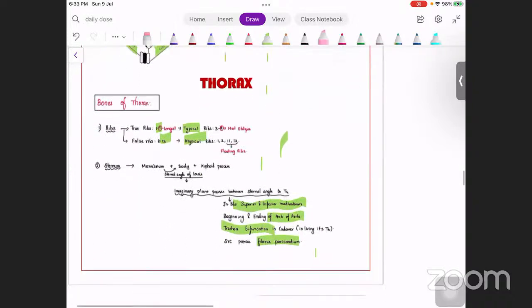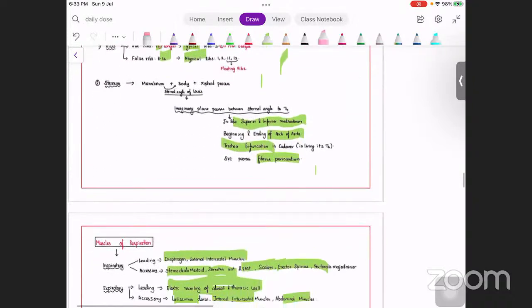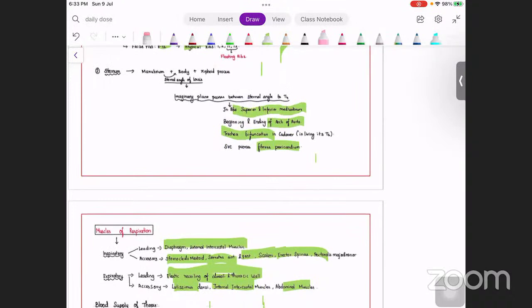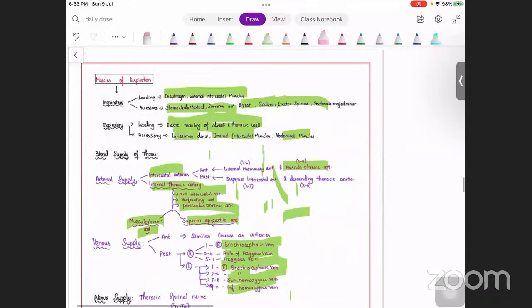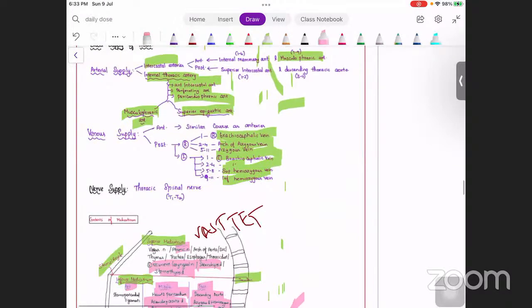Profunda brachii artery. And out of that, thorax: the imaginary plane passes between your sternal angle to T4, the junction between superior and inferior mediastinum, beginning and ending of arch of aorta, tracheal bifurcation. In the cadaver, SVC passes through fibrous pericardium. Then you have an inspiratory muscle, which is the leading muscle, the diaphragm and external intercostals, leading expiratory being elastic recoiling of alveoli and thoracic wall.